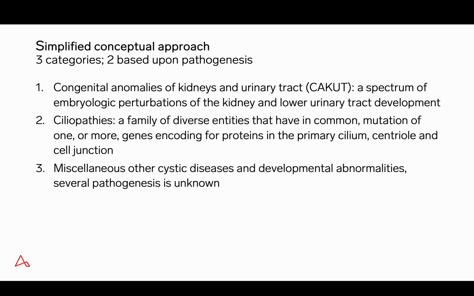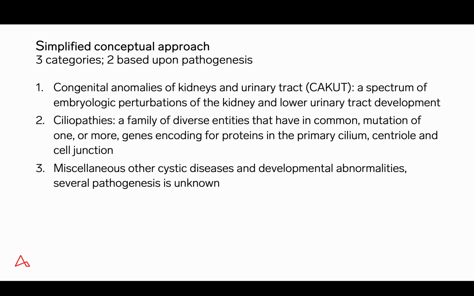Two categories are based upon pathogenesis. The first category that we'll be discussing in this lecture, as well as the one to follow, deals with congenital anomalies of the kidney and urinary tract. This is a spectrum of embryologic perturbations of the kidney and lower urinary tract. In other words, these abnormalities are present at birth.